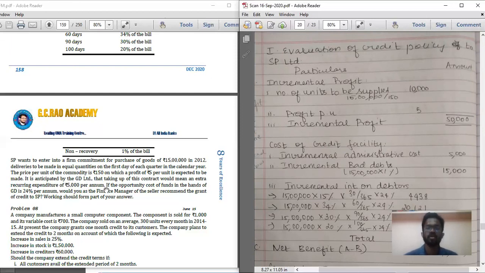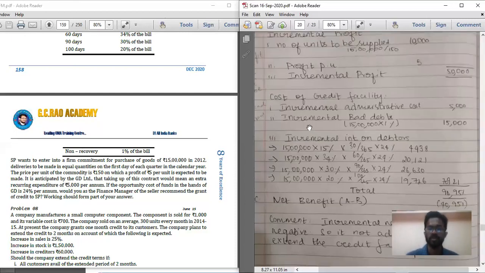Now below that, small Roman number 3, incremental profit, open a small bracket, small Roman number 1 into small Roman number 2. In the outer amount column record 10,000 into 5, that is 50,000.